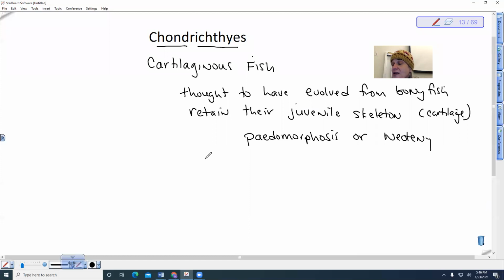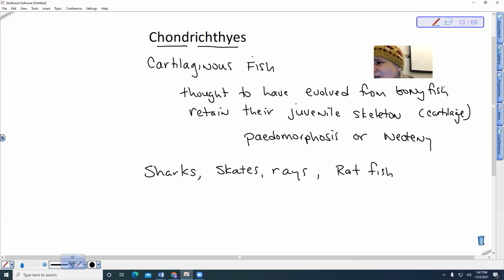So look, what kind of organisms are in this group? Sharks, skates, rays. These guys are kind of dorsoventrally flattened, right? And then there's also another one that's interesting that's called a ratfish. I've never seen a ratfish, but anyway, that is also grouped within these chondrichthyes. Notice that sturgeon are not. That's the confusing thing. They think that sturgeon are so ancient. They do have a lot of cartilage in their skeleton, but they also have some bone. And so they're actually not grouped with this particular group of organisms.